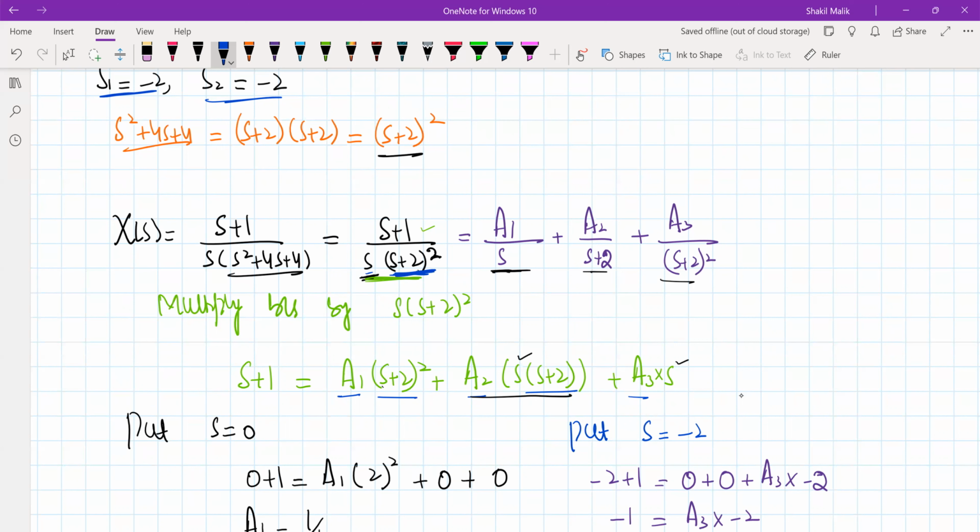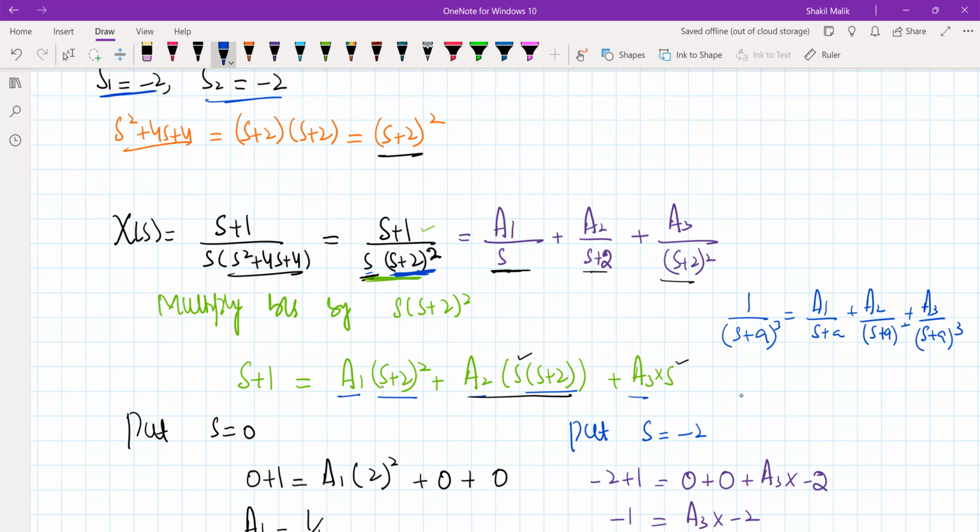Now pay attention to this. It is S plus 2 whole square. First we write a2 divided by S plus 2, then we write a3 divided by S plus 2 whole square. If this was a cubic term, S plus a whole cube, we would write a1 by S plus a, plus a2 by S plus a whole square, plus a3 by S plus a whole cube, because these are 3 terms actually. That's how we write the partial fraction expansion. Sorry, this is not 2, this is a. So S plus a whole cube.